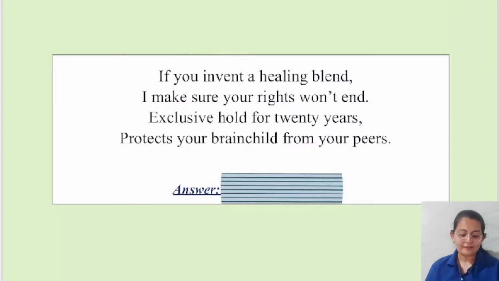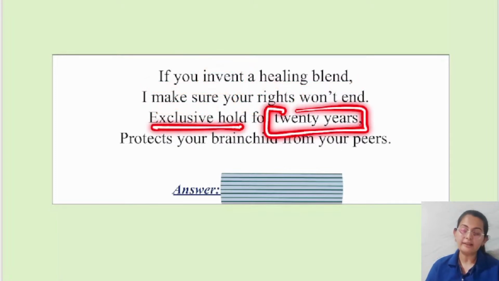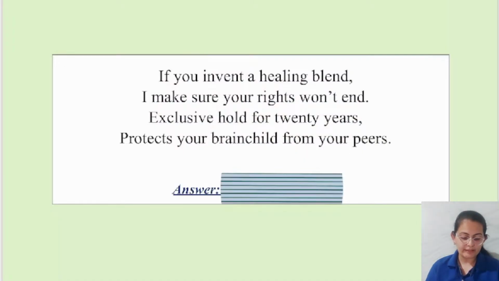Next is, now here you can say which is this Act. If you invent a healing blend, I make sure your rights won't end. Exclusive hold for 20 years. Protect your brainchild from your peers.